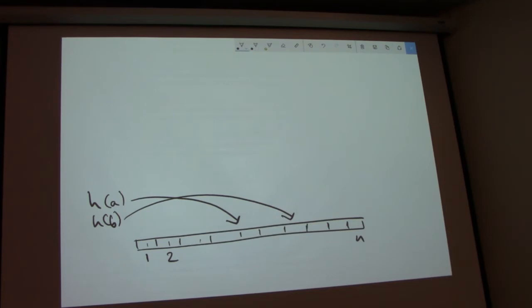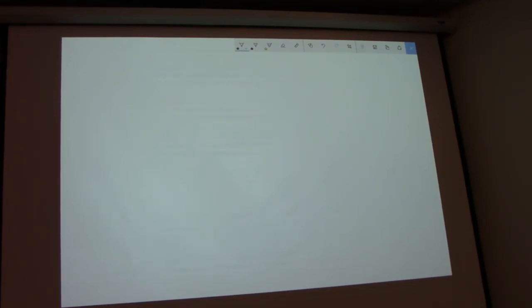So let's begin by just talking about the birthday paradox. I think things, like hash functions and everything, will become a little bit clearer now. So let's start with the birthday paradox.